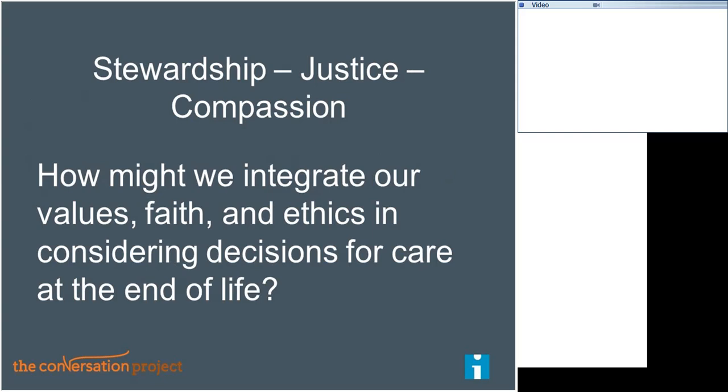Personally, I believe that this is a topic that can be woven into stewardship, into sermons on justice, and topics of compassion. Questions about how we can integrate our values, faith, and ethics as we consider decisions for care at the end of life.